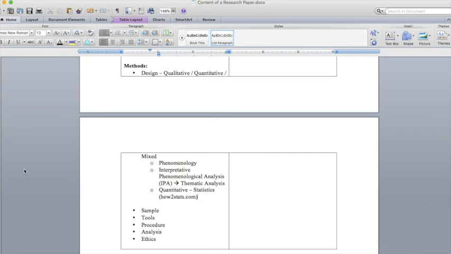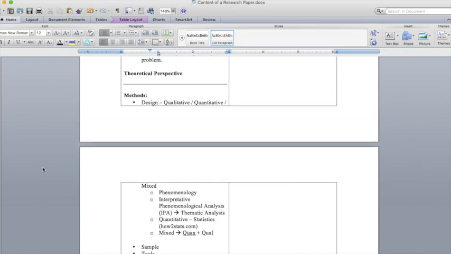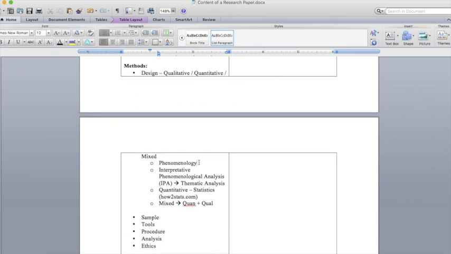And the mixed is when you use both this quantitative and qualitative. So mixed means quant plus qual. Okay, right. Now, first you have to think of a design. So let's say my design is phenomenology. So I'm doing a qualitative study.